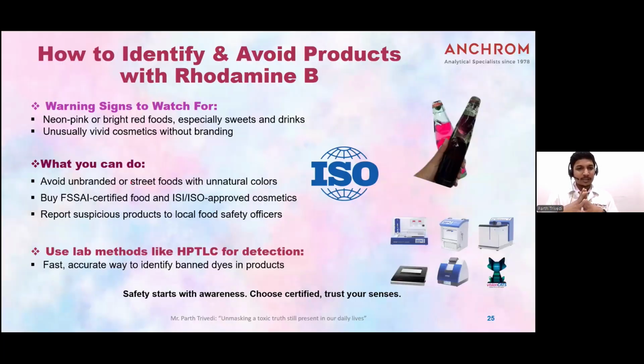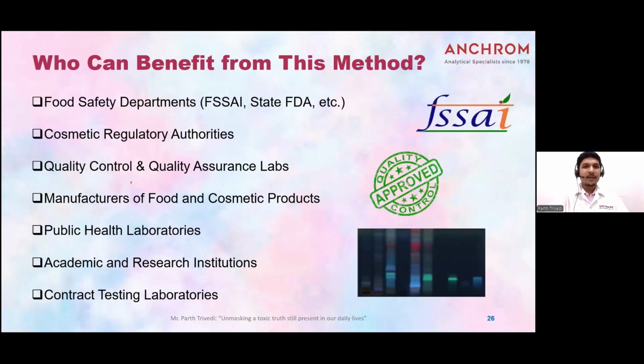You can see the keynote down there. I've mentioned that safety starts with awareness. Choose certified, trust your senses. So that's why detection is very crucial. But who will benefit from it? The FSSAI or FDA people can use this kind of instrument system, and it will be very helpful for them. The cosmetic regulation authority can use it in quality control and quality assurance laboratories, and manufacturers of food and cosmetic products, even in public health laboratories, because it is very important for public safety.